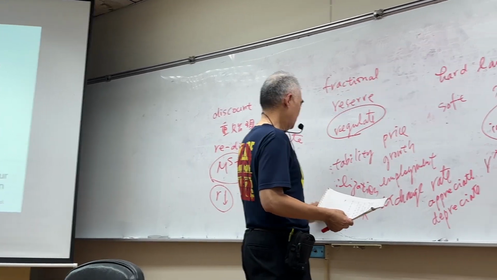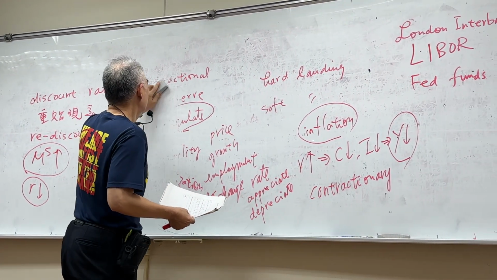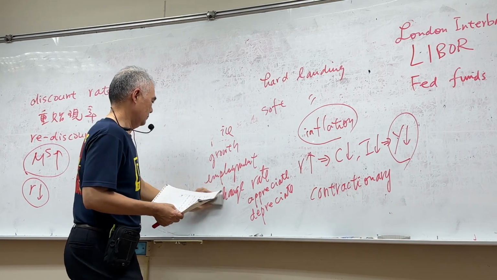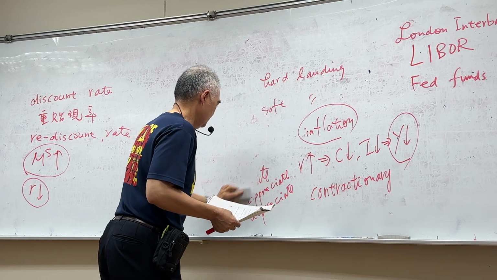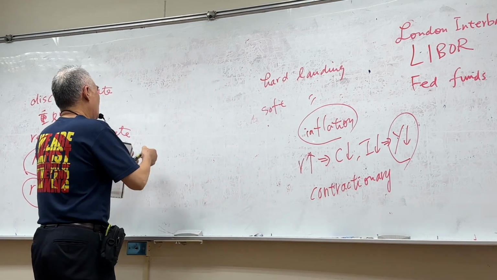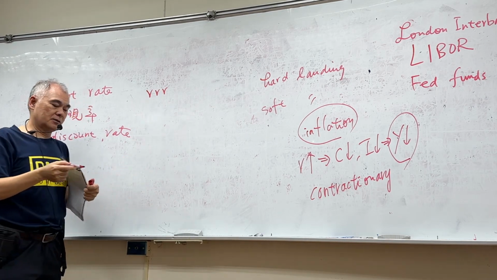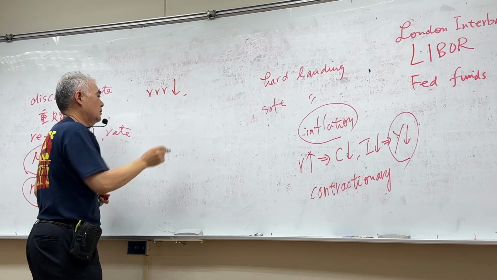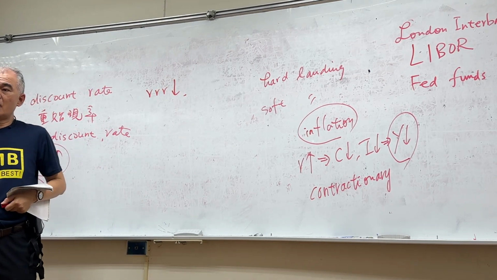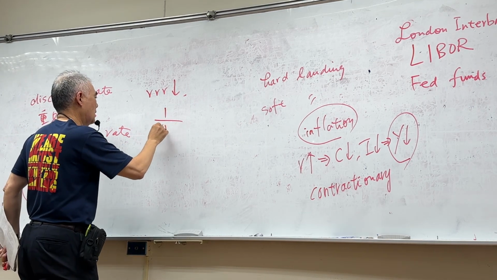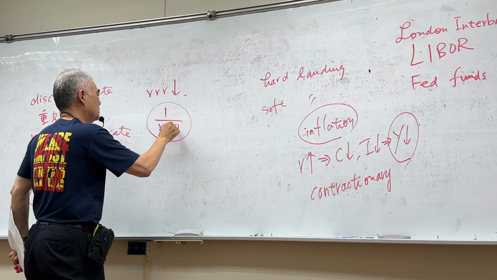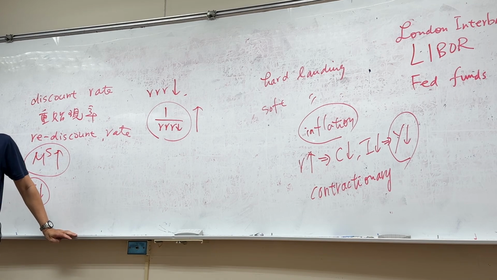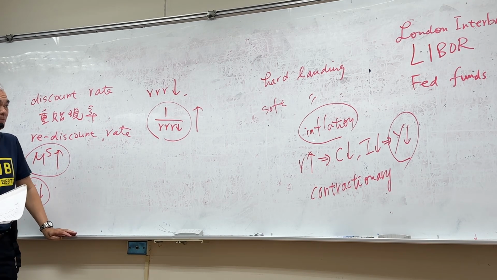The second one is required reserve ratio. Let me put it as RRR. If you want to increase money supply, then you have to make it go down. Remember, the most simple form of the money multiplier is 1 over RRR. If this one goes down, this one goes up, so you get more money in the economy.